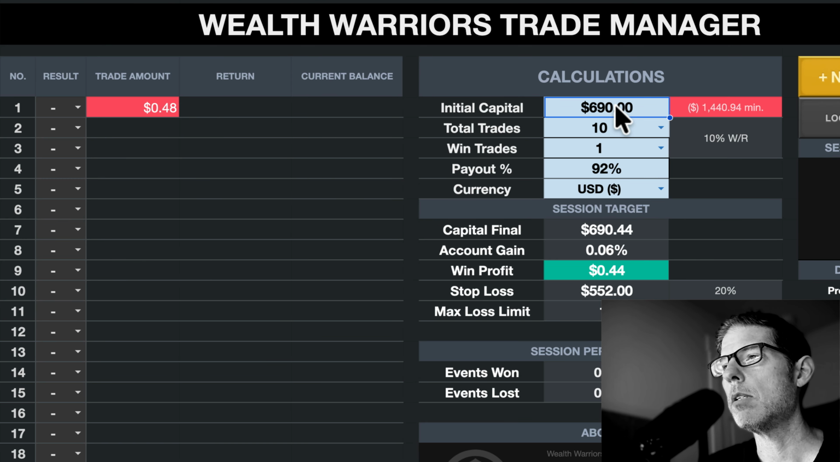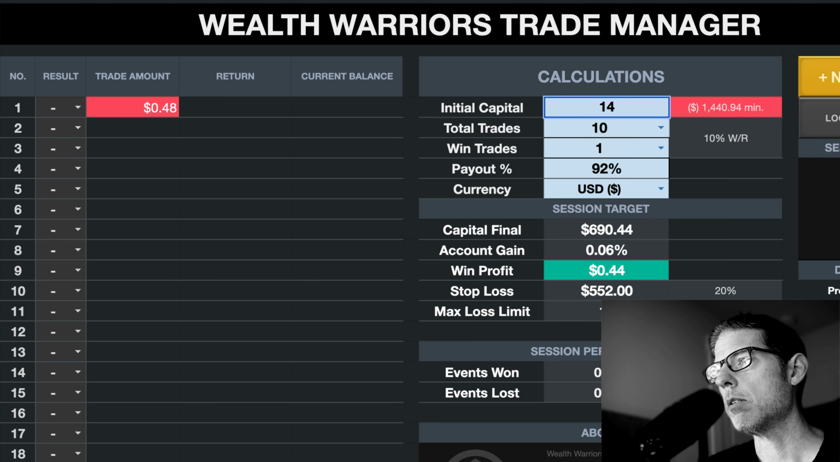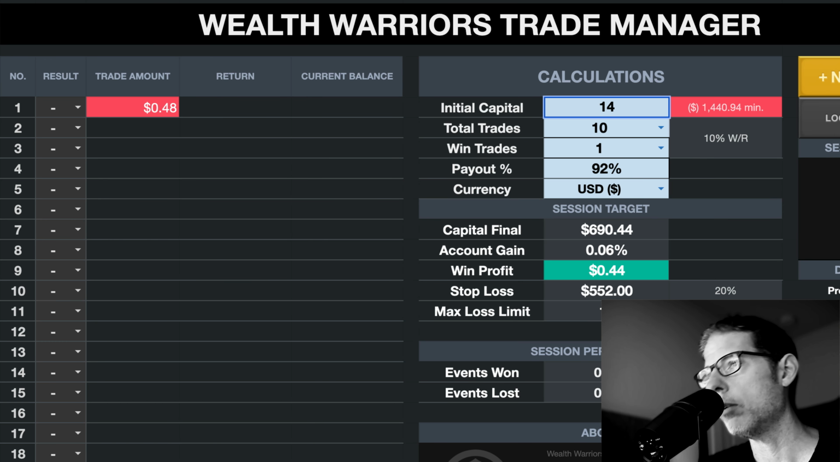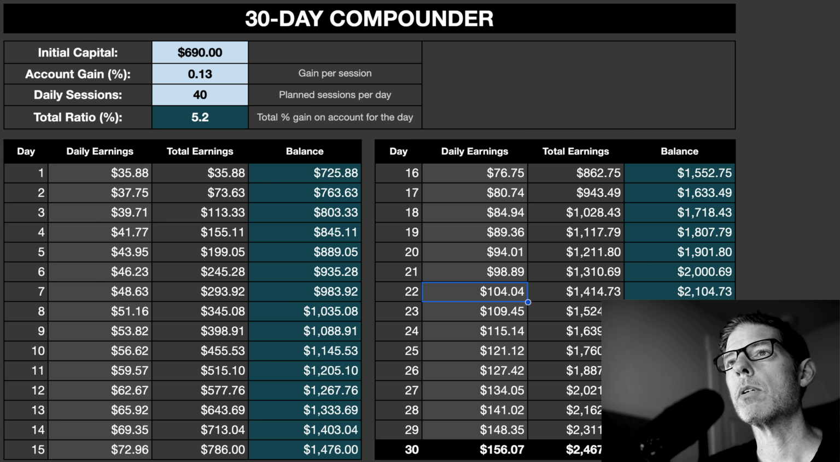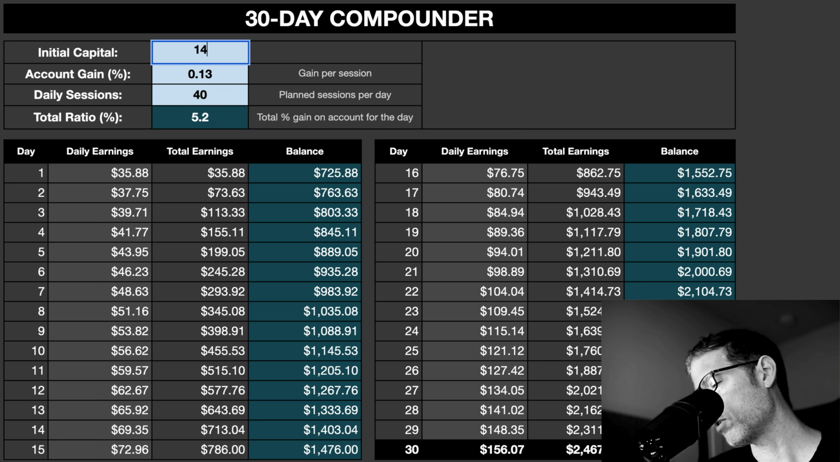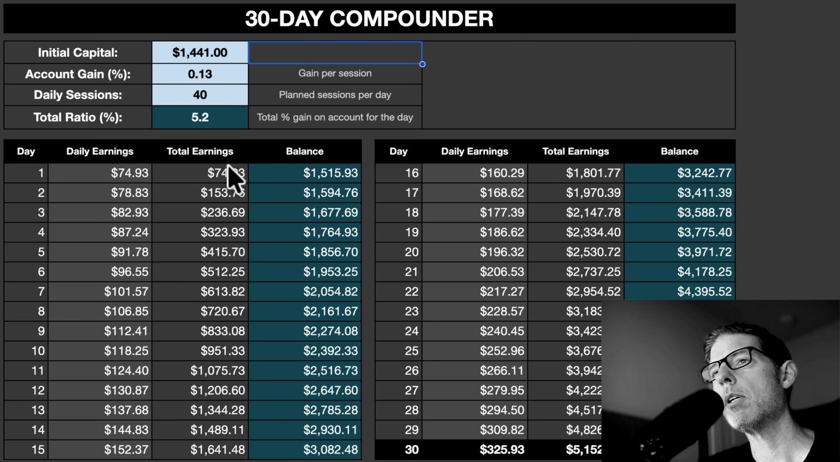So let's go ahead and see what the difference is here. So 1.4, and we'll just go 1441. And that'll make that alert disappear, and that'll put us at exactly $1 per trade. And let's go back to the compounder. And so let's just change the initial capital here. So 1441. And I haven't changed any of the settings here.